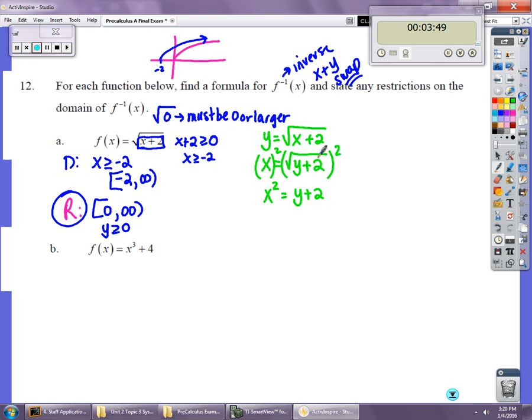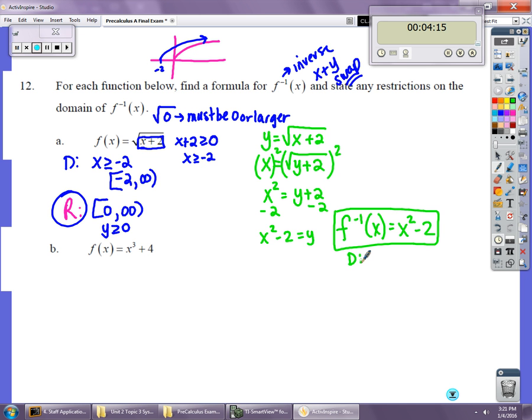I can't remove the 2 until the square root is gone. Think of the square root symbol as like a trap, keeping it in there. You can't get rid of it until that's gone, and then you can move things around freely. And now I can subtract the 2 over, and I get x squared minus 2 equals y. Or the inverse of the function is x squared minus 2. So here is the inverse, and the domain is going to be the old range, so it's going to be 0 to infinity.